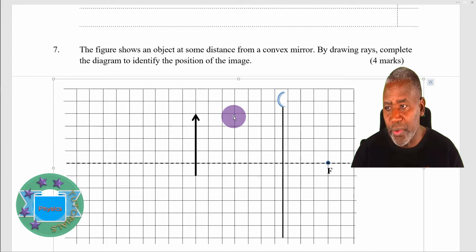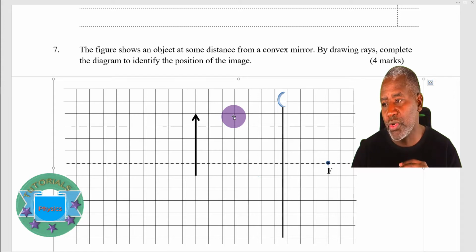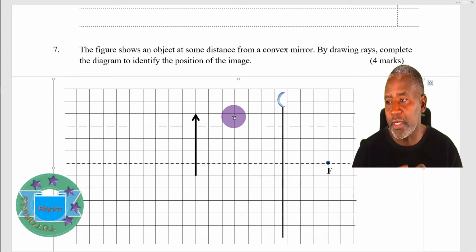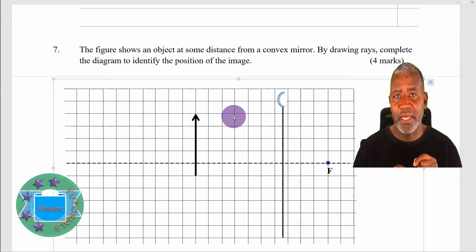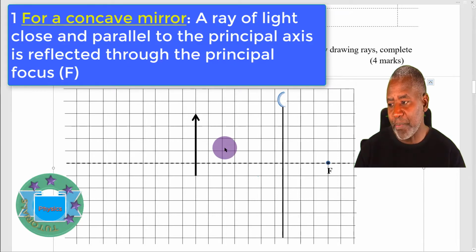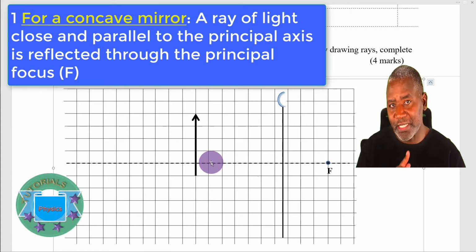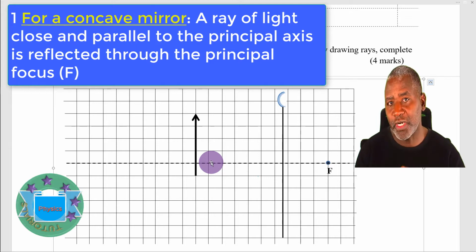We are asked, by drawing rays, to complete the diagram to identify the position of the image. At this point, we recall the rules for ray diagrams, and the first two are the ones I'm going to use. If it was a convex mirror, the first rule goes like this: a ray of light which is close to the principal axis, this dotted line is the principal axis, and parallel to it is reflected in such a way that it passes through the principal focus.